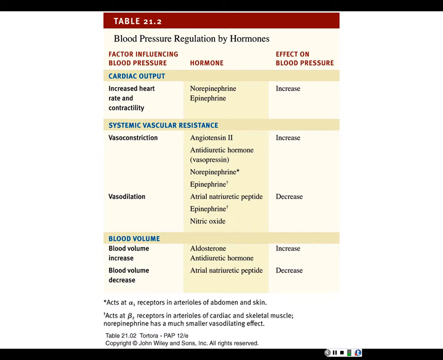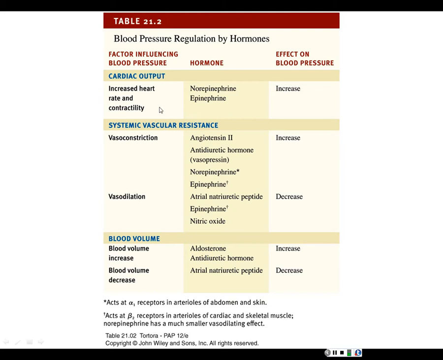First, norepinephrine and epinephrine. These are fight or flight hormones. They're going to have several effects that ultimately, overall, will increase blood pressure. Now, sometimes these hormones may have a localized effect and they can decrease blood pressure in local areas. But the overall effect, with epi and norepi, will always be an increase in blood pressure.